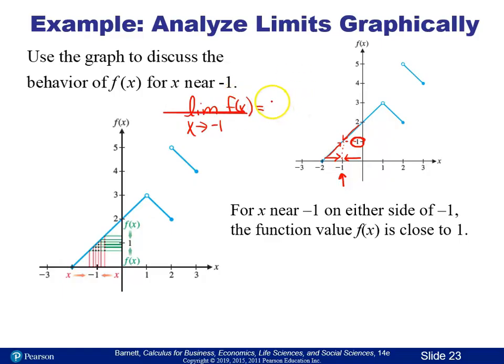So we could say that the limit as x goes to -1 for this particular function is equal to 1. And we could also say the limit as x goes to -1 from the left is equal to 1. And we could say that the limit as x goes to -1 from the right is equal to 1. So when the overall limit is equal to a particular value, then that indicates that both the left and the right limits are the same as the overall limit.